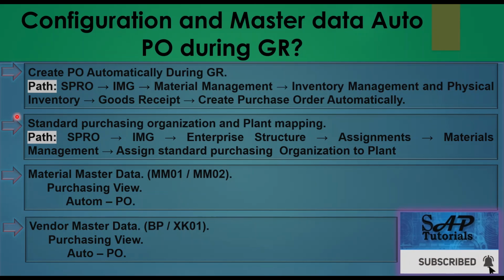So there are two configurations that must be checked before doing this scenario, and I would say three points from the master data point of view. First is your material master, second is the vendor master, and third is your purchasing info record, in case you are procuring this material freshly or for the first time. So that's all for this video. It's not that hard, just two configurations and three master data that we need to check.